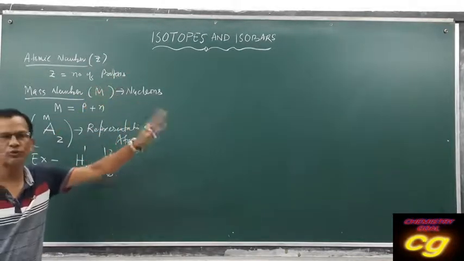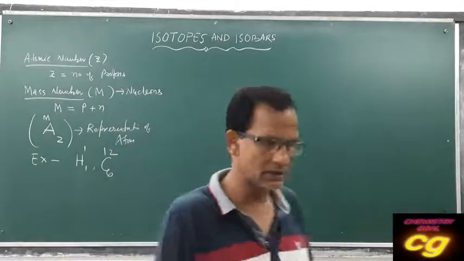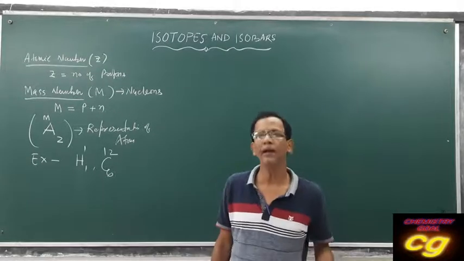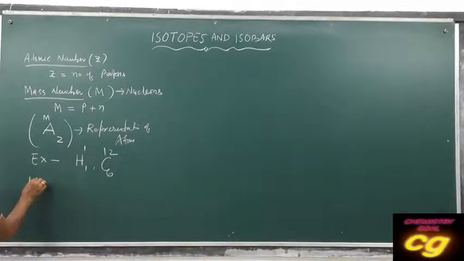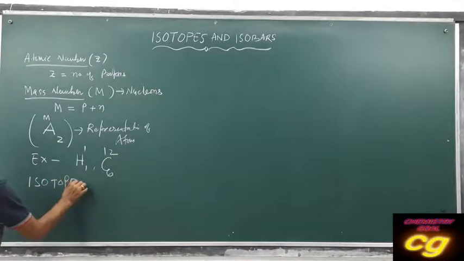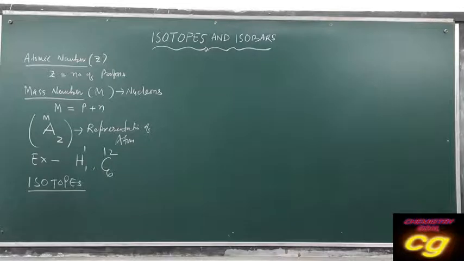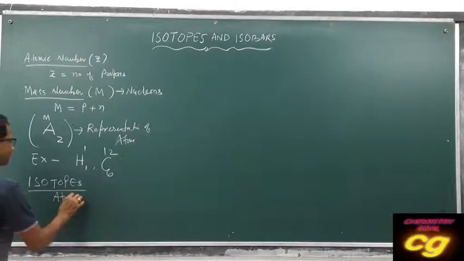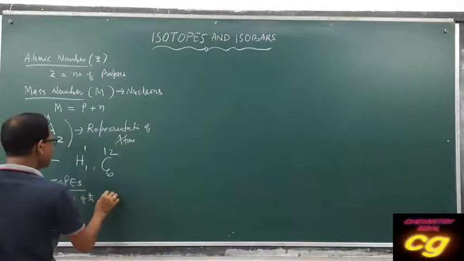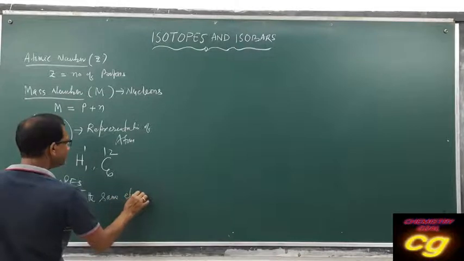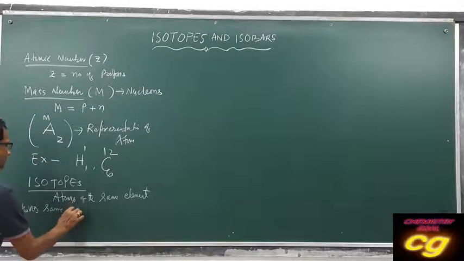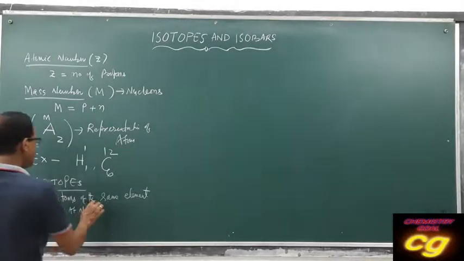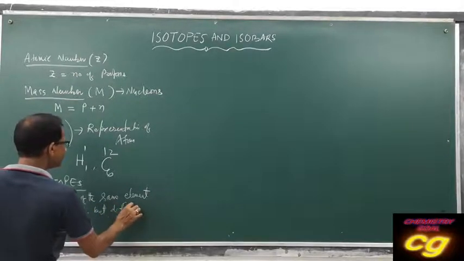Then what are isotopes? These are some important species of the element. These are some of the parts of the particular elements. Isotopes means atoms of the same element, having same atomic number but different mass number.